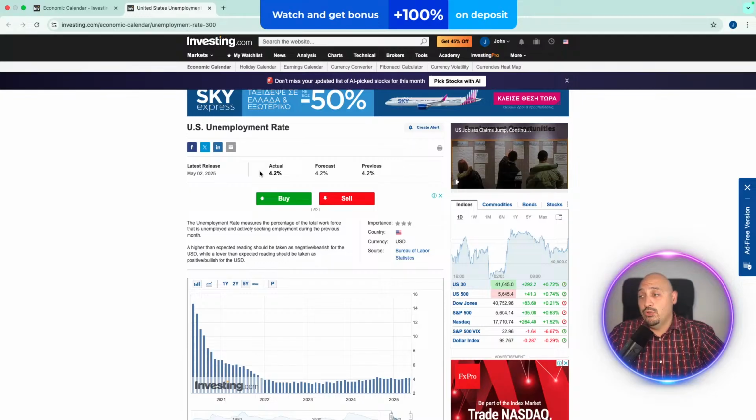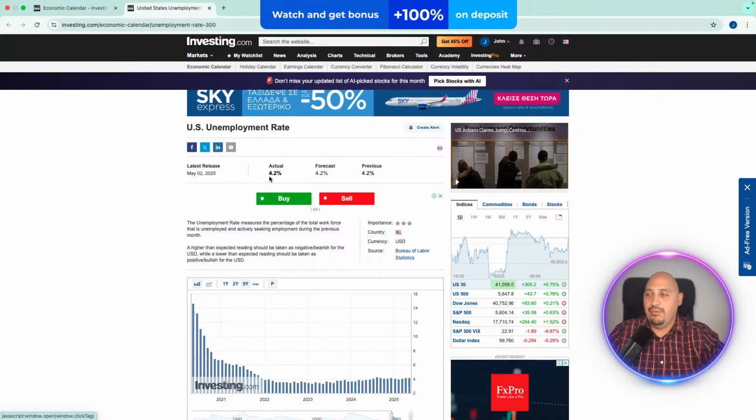So we had 4.2% previous. Our forecast was 4.2%. Our actual 4.2%. This doesn't particularly mean it's positive, but it is not negative because it has not changed to the negative side. Now, of course, if that had dropped, it would be better because that's an indication of expansion, of more people getting jobs because they are able to find jobs.